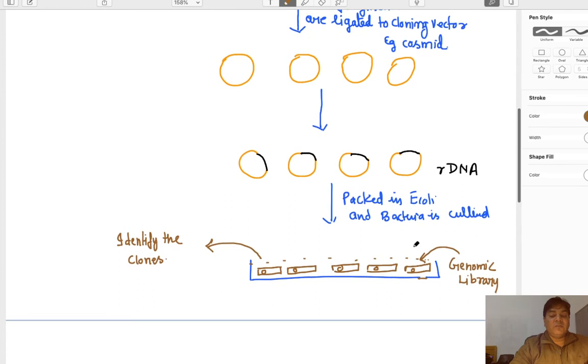And then what we do, we pack these rDNAs inside the bacteria again, and the bacteria is cultured. So in this culture plate, we will have multiple copies of all the genes of the whole genome of the bacteria. So this will be a library called the genomic library. So from the genomic library, we can identify the clones if we have inserted a certain gene of interest in it.